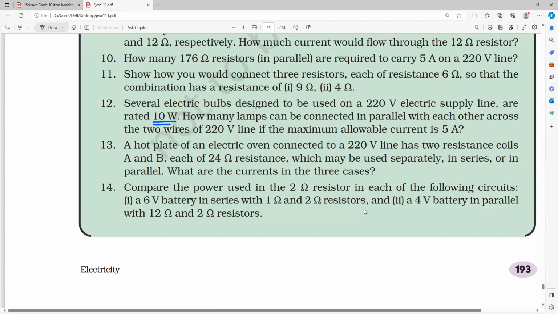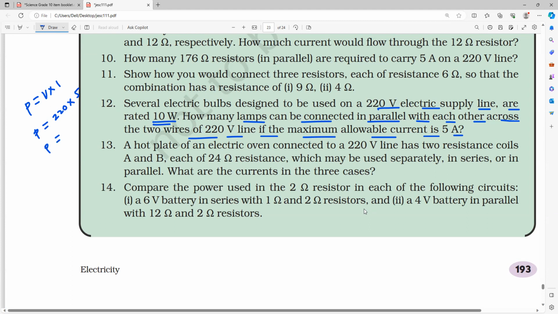Several electric bulbs designed to use on a 220 volt electric supply line are rated 10 watt. How many lamps can be connected in parallel with each other across the two wires of the 220 volt line if the maximum allowable current is 5 ampere? We all know that power P is equal to V into I. So power P is equal to V, which is 220, and I is 5. So we get 220 into 5.